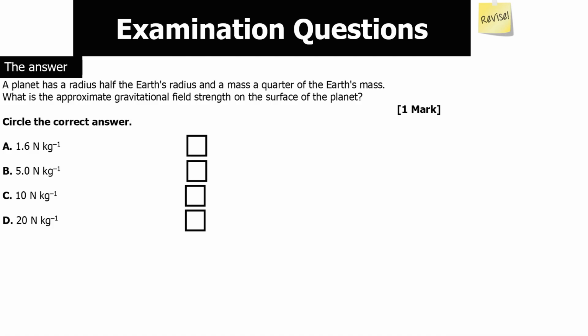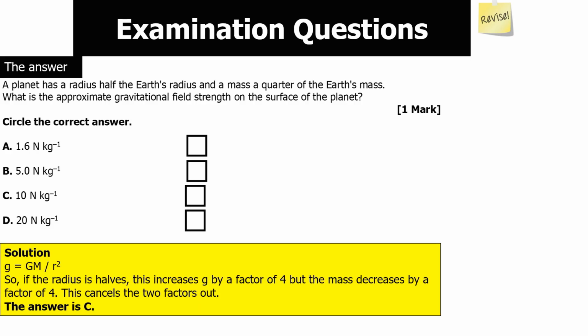Right, so for this question we know that the gravitational field strength is equal to GM over r squared. That's from the equation sheet. So this tells us that if the radius halves, then g will increase by a factor of 4, because g is proportional to 1 over r squared. We know that the mass decreases by a factor of 4, so the two effects cancel each other out, so g is going to be unchanged, and we know approximately on Earth that g is 10 newtons per kilogram, so the answer is C.